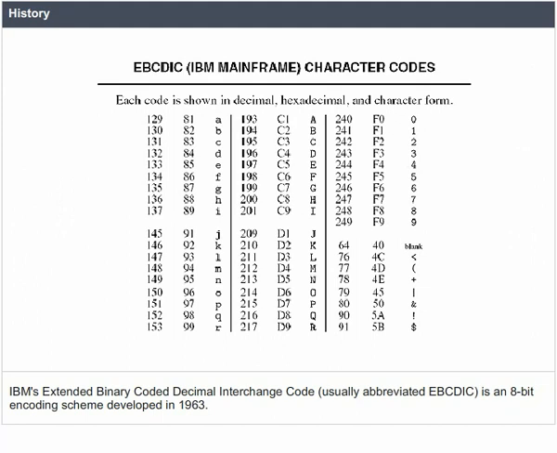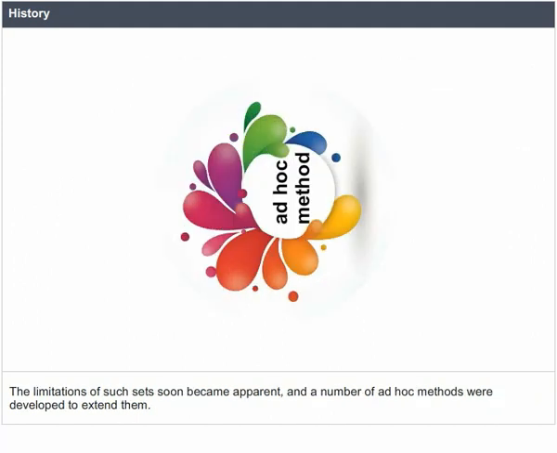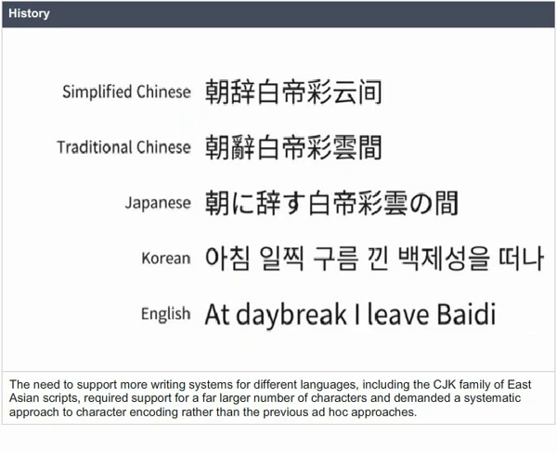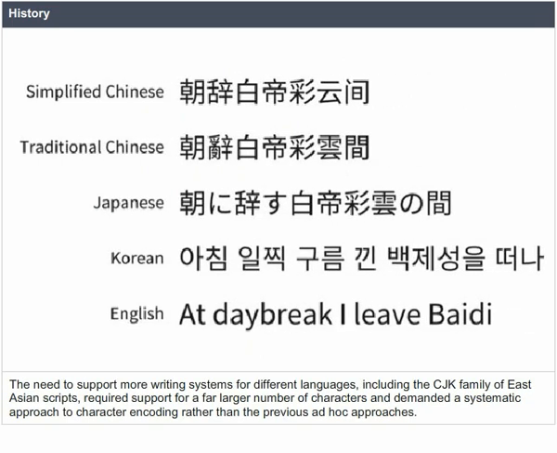IBM's Extended Binary Coded Decimal Interchange Code, usually abbreviated EBCDIC, is an 8-bit encoding system developed in 1963. The limitations of such sets soon became apparent, and a number of ad hoc methods were developed to extend them. The need to support more writing systems for different languages, including the CJK family of East Asian scripts, required support for a far larger number of characters and demanded a systematic approach to character encoding rather than the previous ad hoc approaches. Why do we need Unicode?